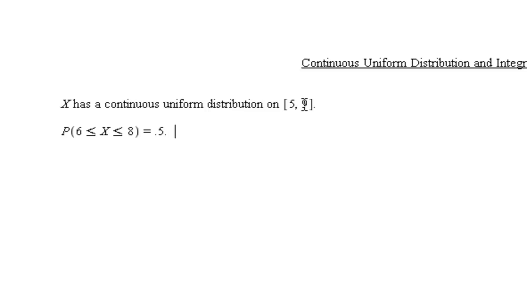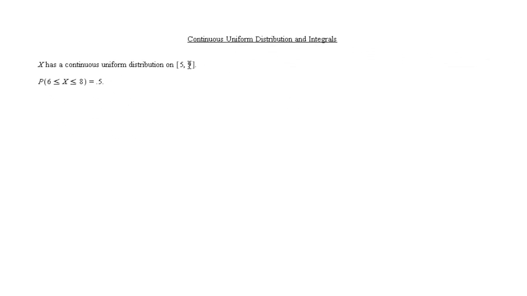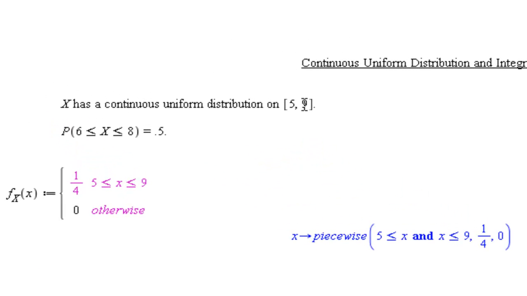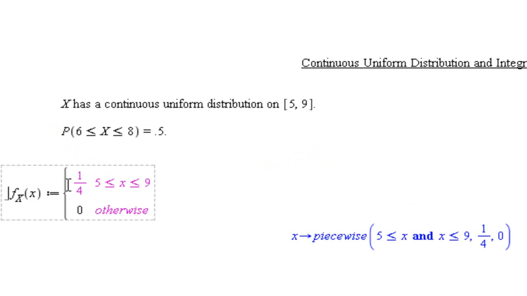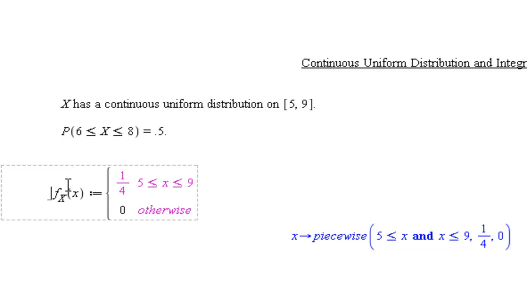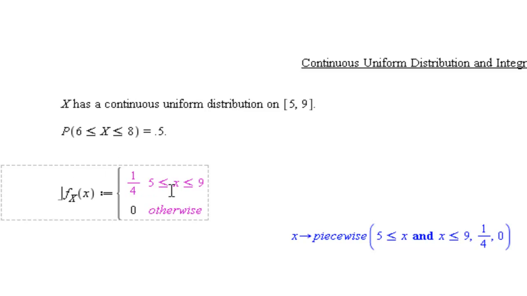Now I can express this as an integral. And to express it as an integral, I need what's called a probability density function. I've already typed out my probability density function. Let me bring it up here. It takes a while to type it out, so I thought I wouldn't bore you with that. And here's my probability density function for the continuous uniform random variable that we're talking about here. It's 1/4 if x is between 5 and 9, and 0 otherwise.